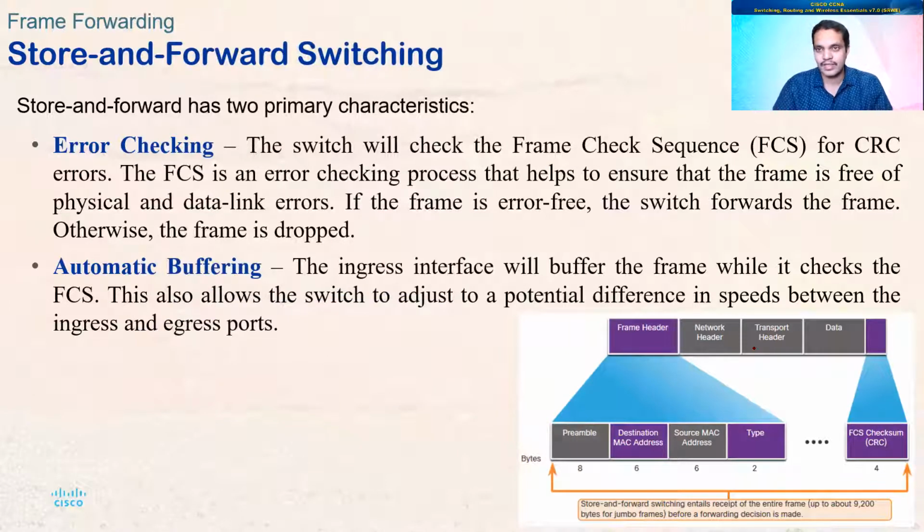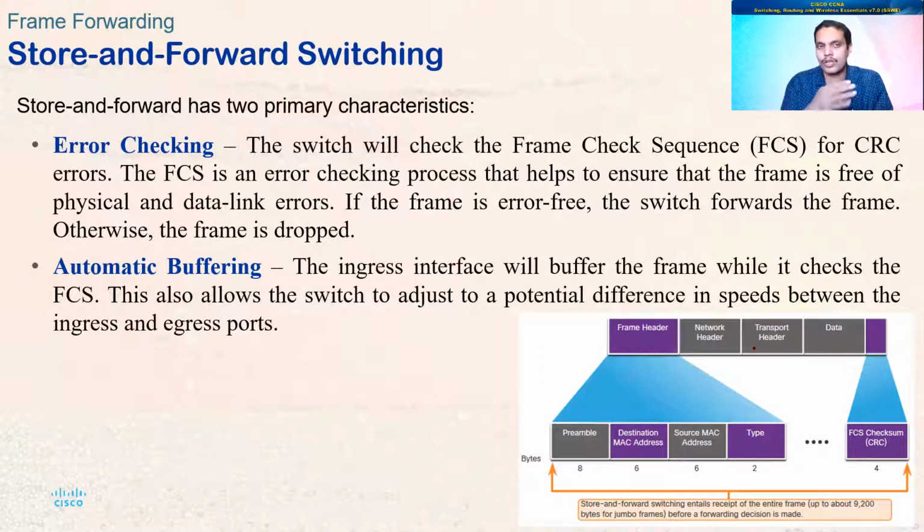It also provides the additional feature of automatic buffering. Because the ingress interface through which the frame is received holds it there until the entire frame is received and then checks whether there are any errors or not, you are actually providing automatic buffering also. This allows the switch to adjust to a potential difference in speeds. We spoke about the switch port settings, the duplex settings and the speed settings, in your earlier module.